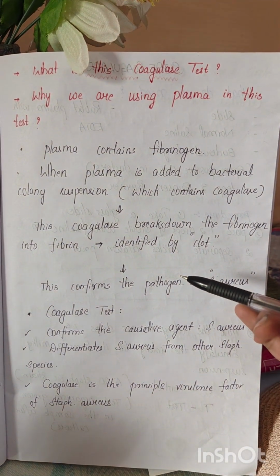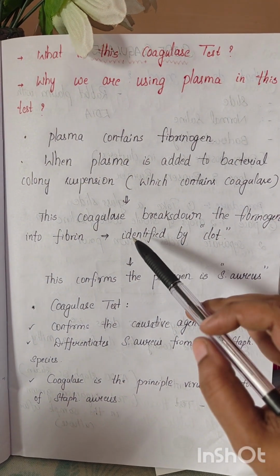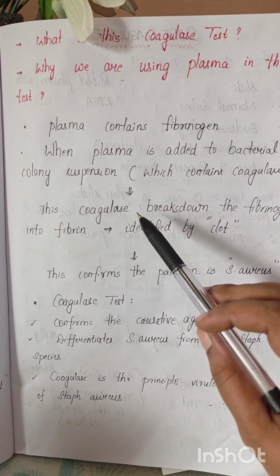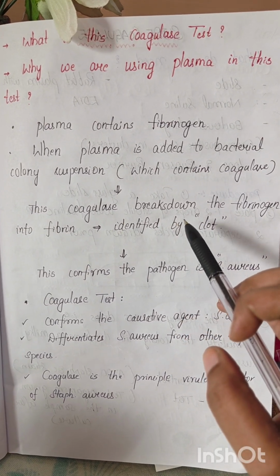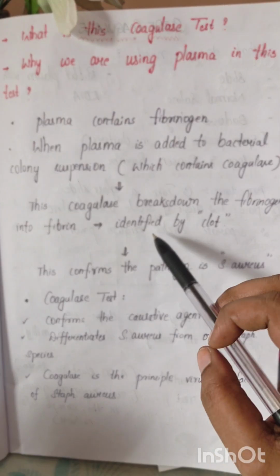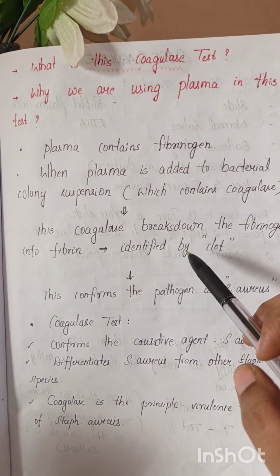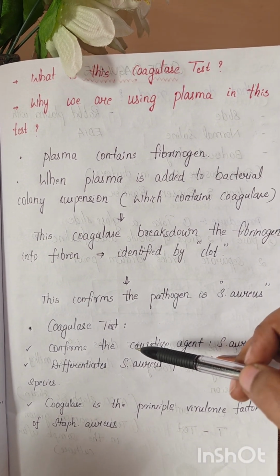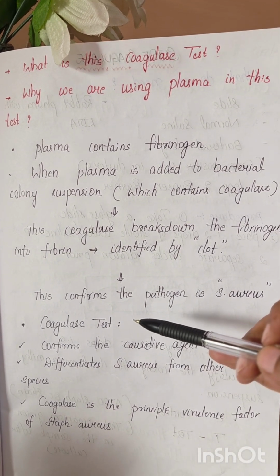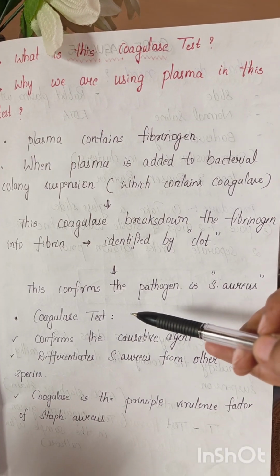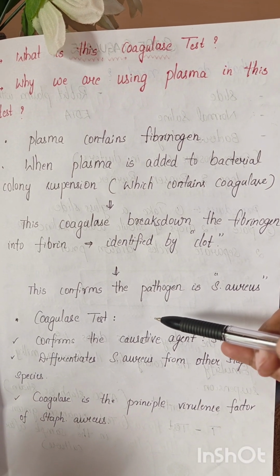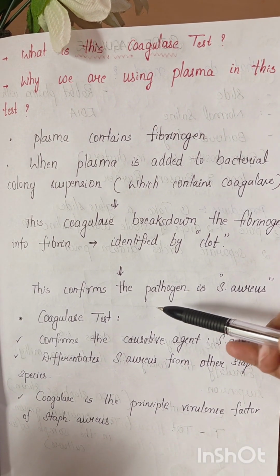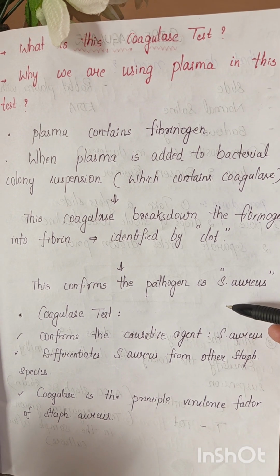So here we are discussing that whenever there is a coagulase enzyme, it breaks down the fibrinogen into fibrin and results in the formation of a clot. Okay. So whenever you see clot formation in the coagulase test, it confirms most of the time that the pathogen is Staphylococcus aureus.